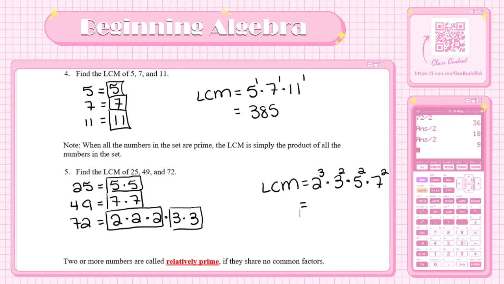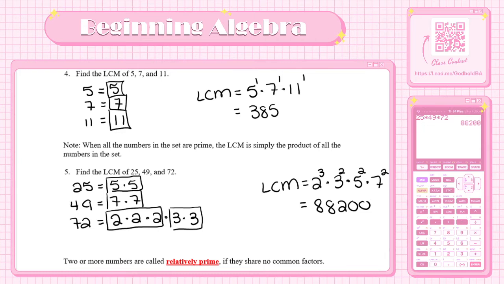So in this case, I can type out 2 to the third times 3 squared, but notice everything is blocked in. So I'm just doing 25 times 49 times 72. Ooh, that's a big number. 88,200.